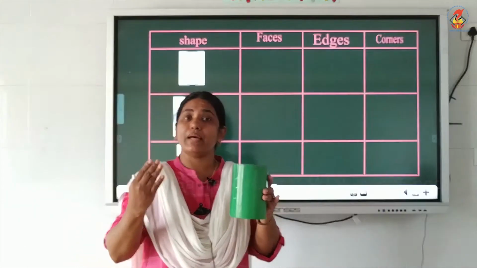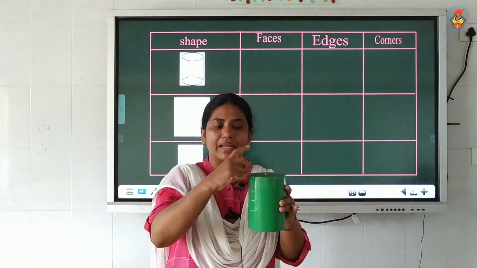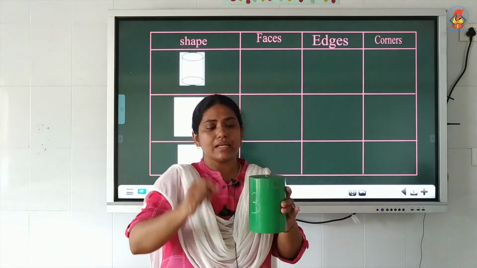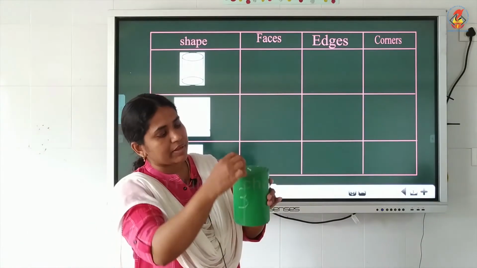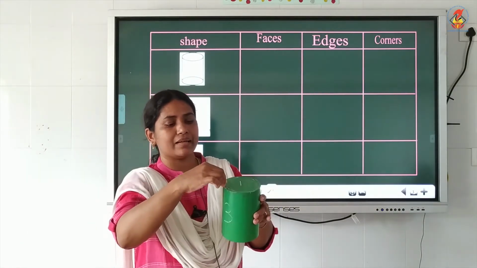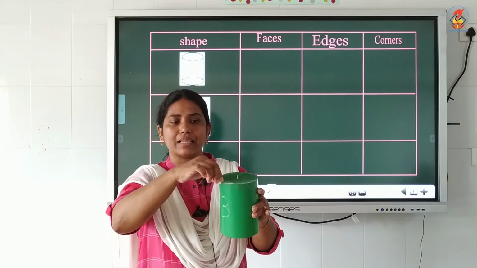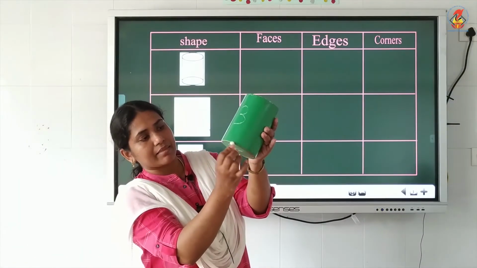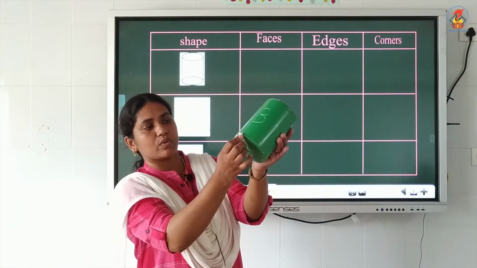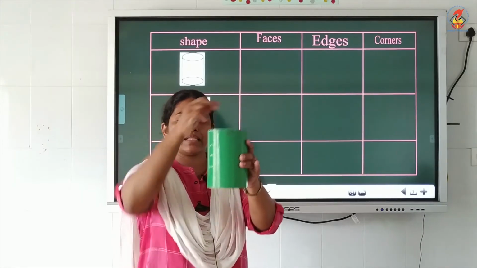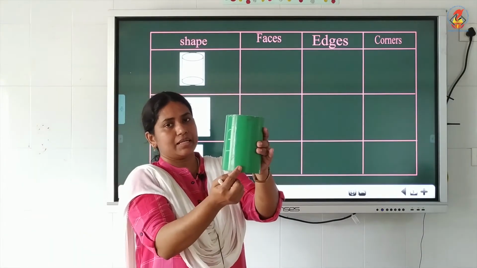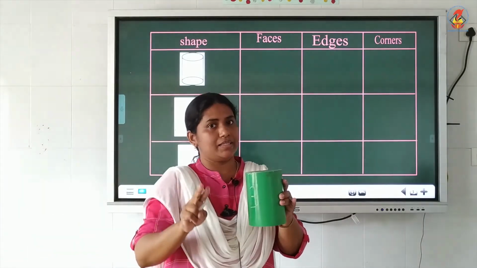Now what about the edge? Edge means the meeting point of the face. So here children, look, this third face and first face, they are meeting here. So this is an edge, is it? And here also second and third are meeting. So this is also an edge. So here is an edge and here is also an edge. So there are 2 edges.